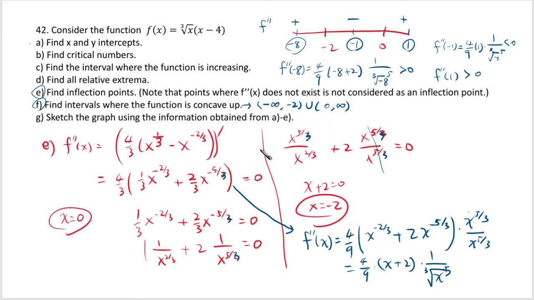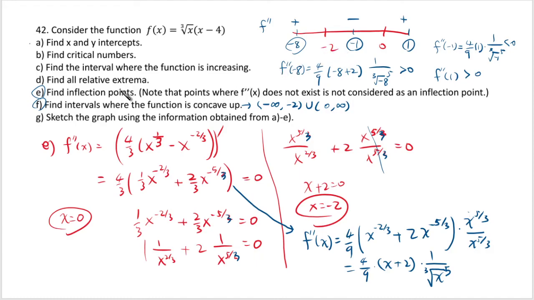Okay, and the inflection points, I should have done the inflection points. Both 0 and negative 2 would be inflection points because there's a change in concavity, right? However, at 0, the f double prime does not exist. In that case, you don't call it an inflection point. And it's actually negative 2, that's the only inflection point.